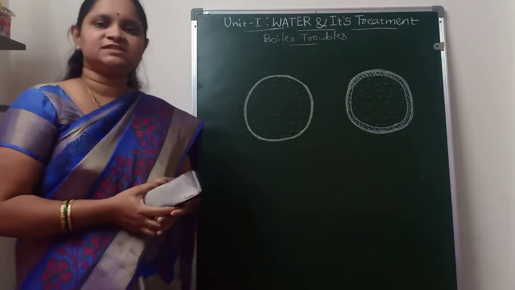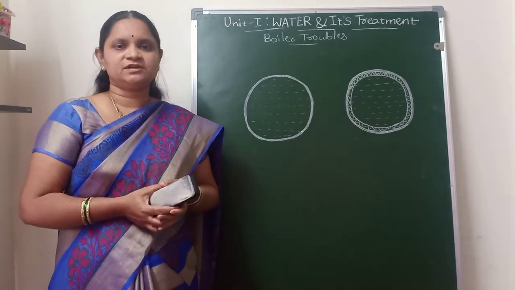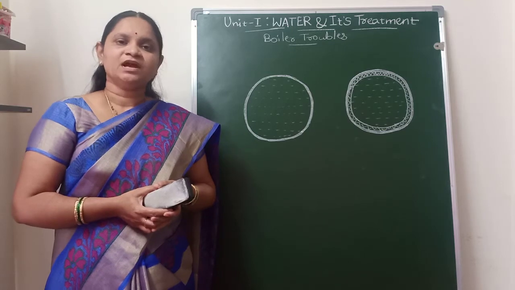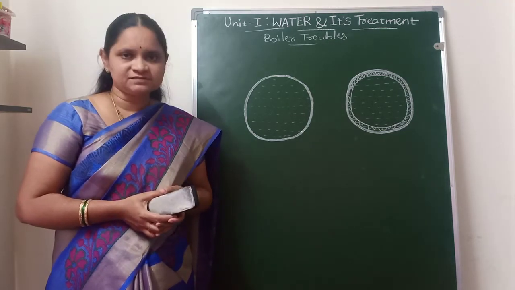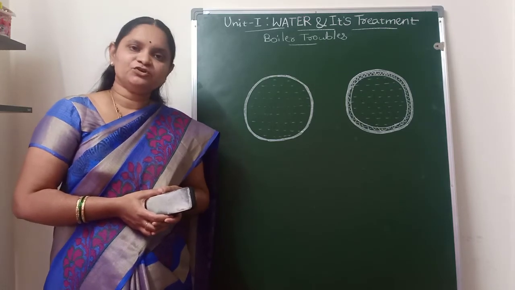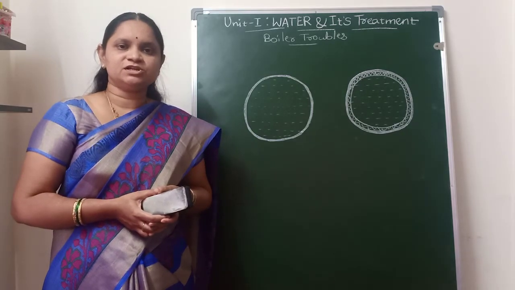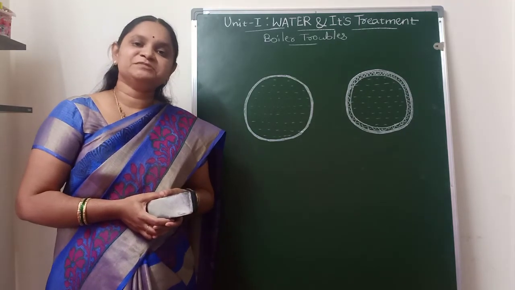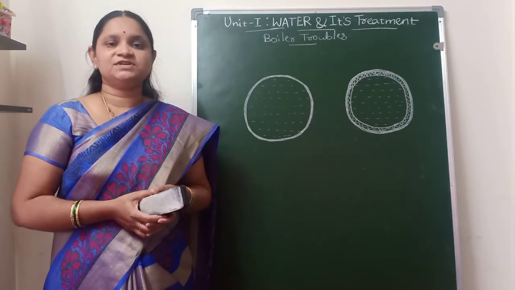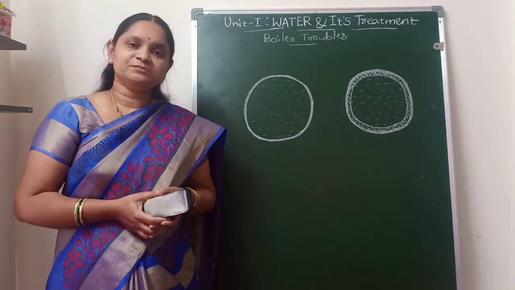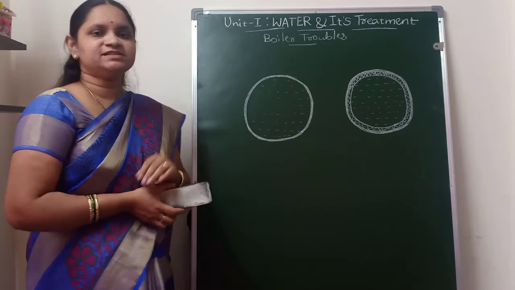In that, we have discussed in our earlier classes about the hardness of water, which is one of the important properties of water, and also different types of hardness. And how to calculate the hardness for a given water sample if you are given the different kinds of dissolved salts. We have also discussed the estimation of hardness of water using the EDTA method, in the previous classes about water and its treatment.